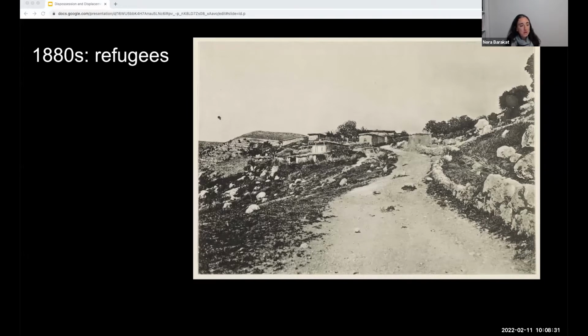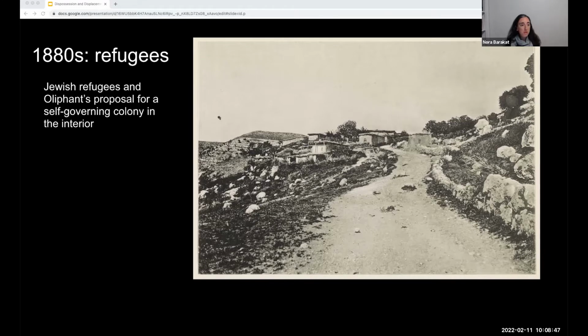And I guess I want to say, I don't think historians usually think about these two groups in the same frame. And Ottoman officials also saw them quite differently, but they brought up similar issues around land use, property rights, capital, and population. So with regard to Jewish refugees, there's this important precedent-setting moment when Lawrence Oliphant, who's a Christian Zionist, puts forward this proposal to the Ottoman government to found a self-governing Jewish colony east of the Jordan River in that region that I showed on the previous slide, the Syrian interior.